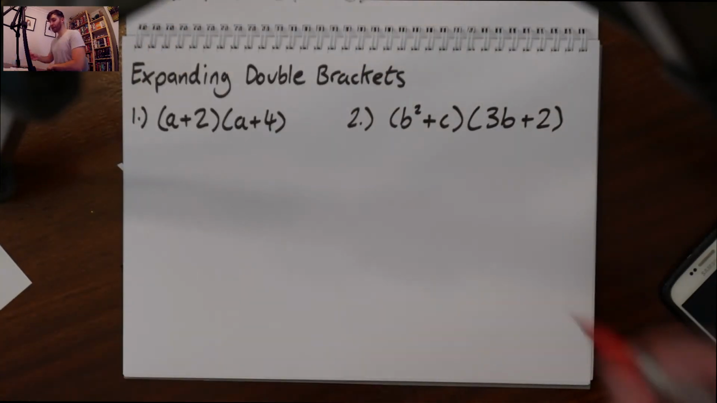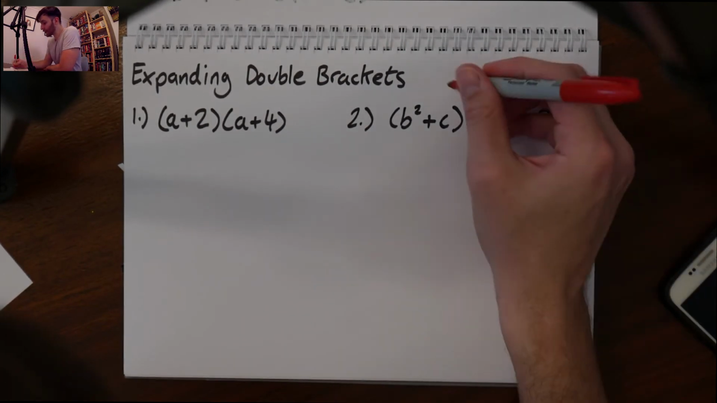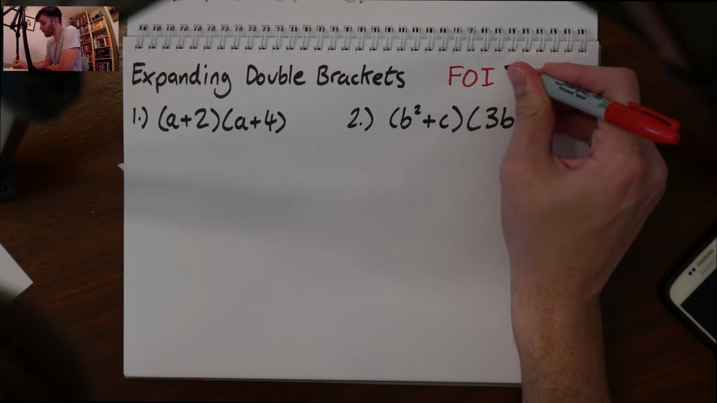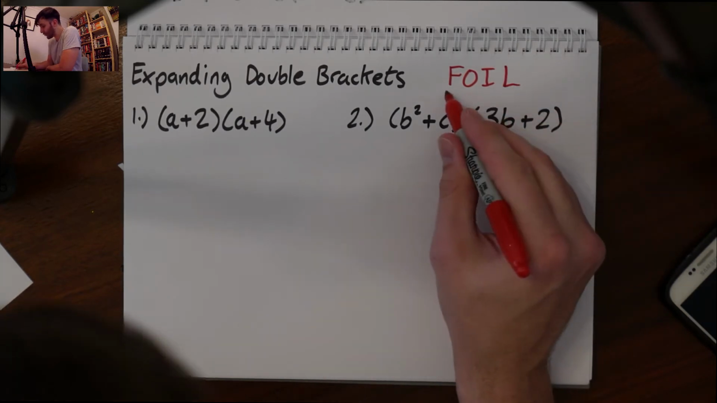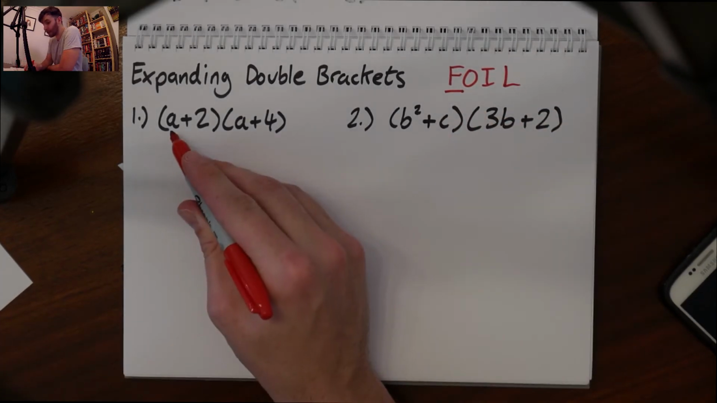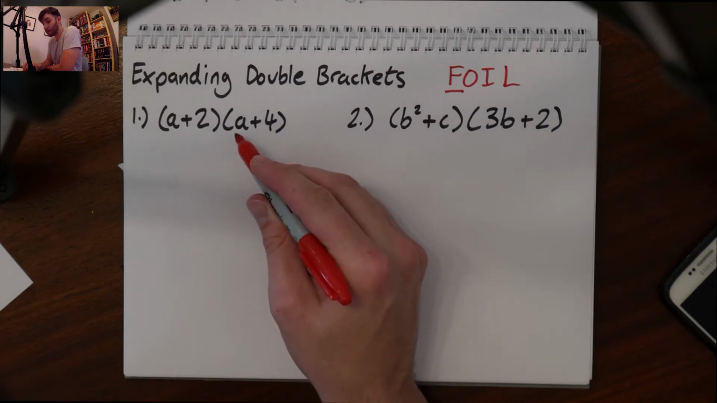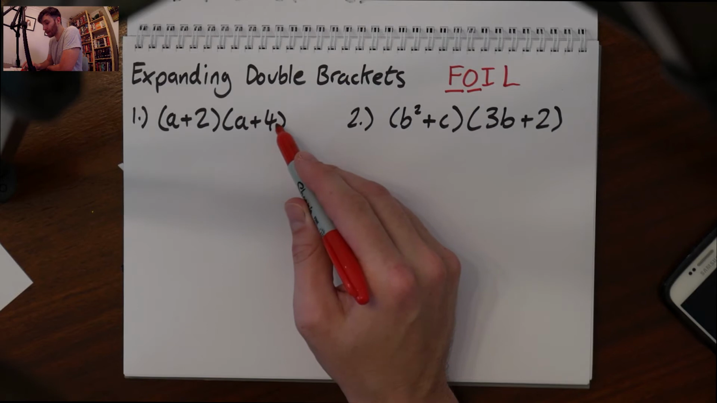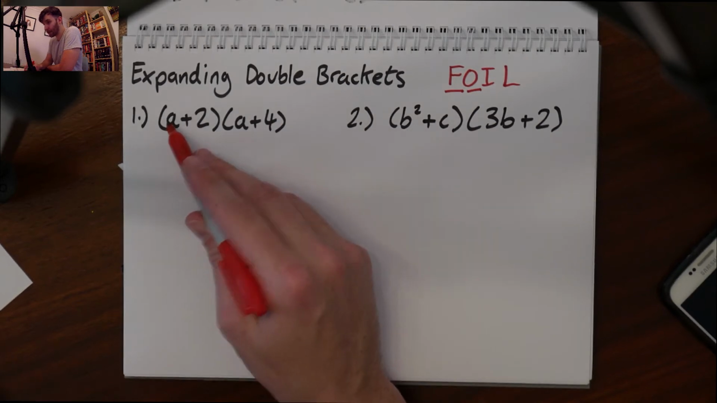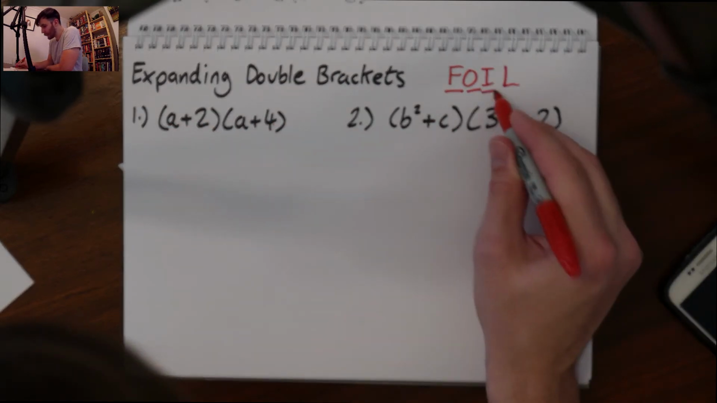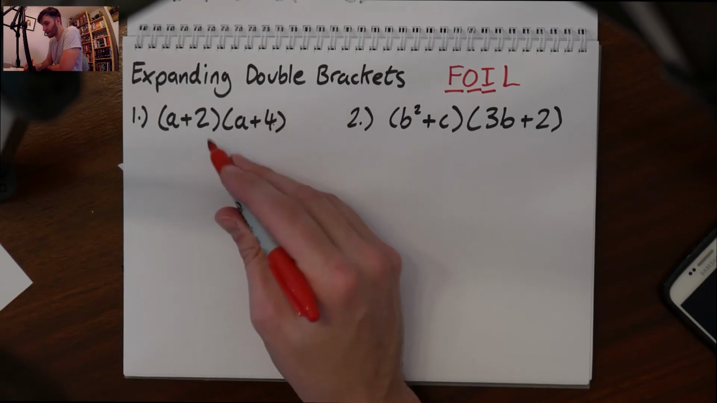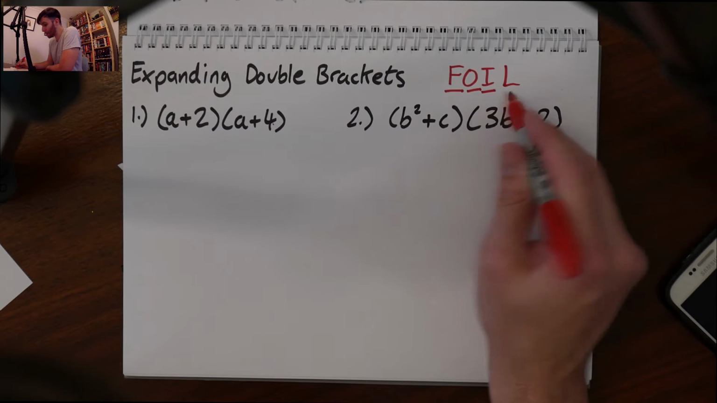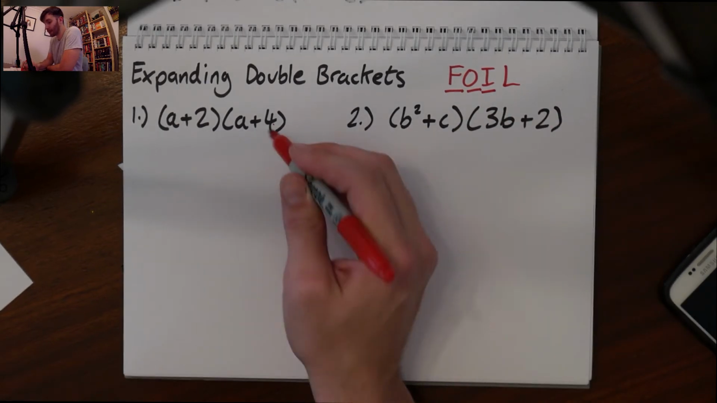Alright, expanding double brackets. The way that we learned to do this in class is to remember the acronym FOIL. This is generally the best way to do it, which stands for first, so multiplying the first two in each bracket together, and then O for outside, so the first one in the first bracket and the second one in the second bracket, inside, the 2 that are on the inside, and then last, as in the opposite to first, so the last terms in each bracket.